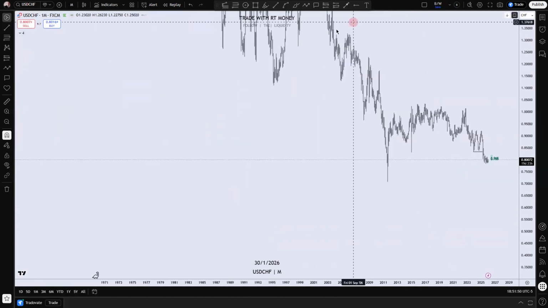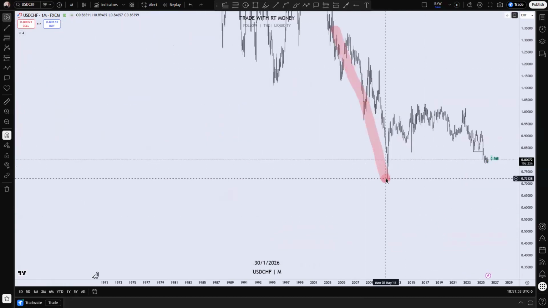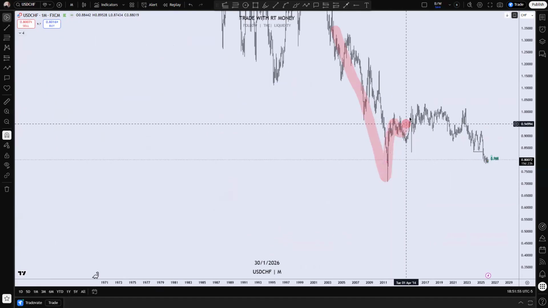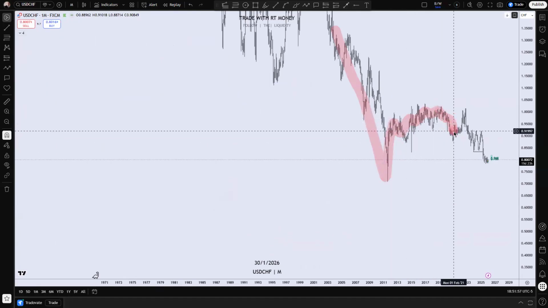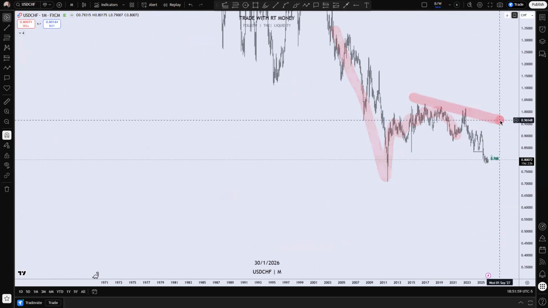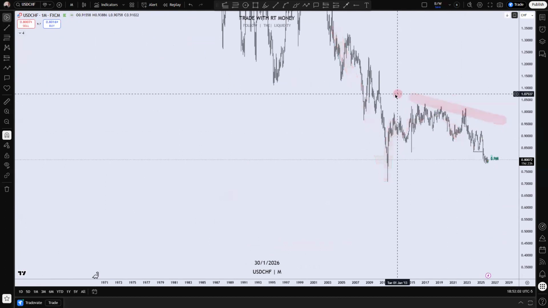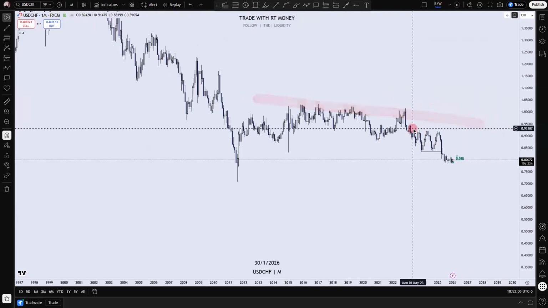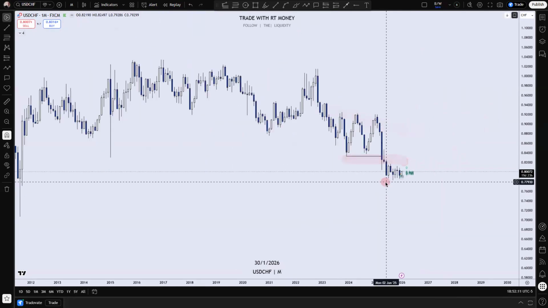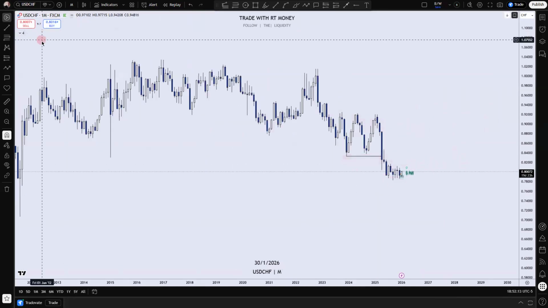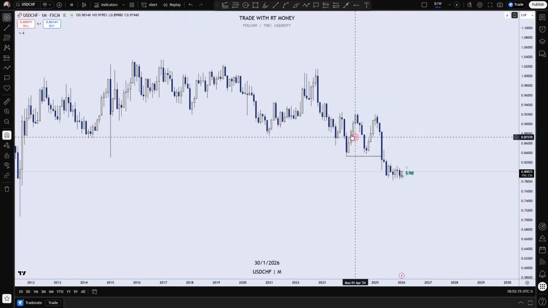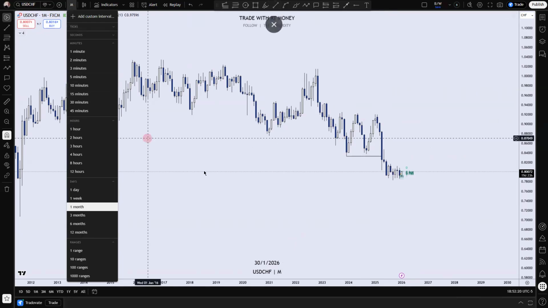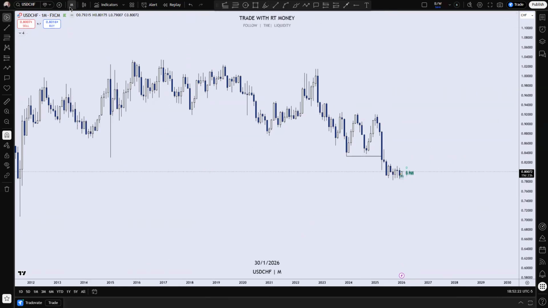As you can see, we've been making lower lows. Up until this point, the market tried to go higher here, and then we see these lower highs, these descending highs here, and then we get down here and we even break that market structure again to the low side. This is a weak market. The US dollar is weak against the Swiss. This is actually the monthly time frame that I'm looking at right now.